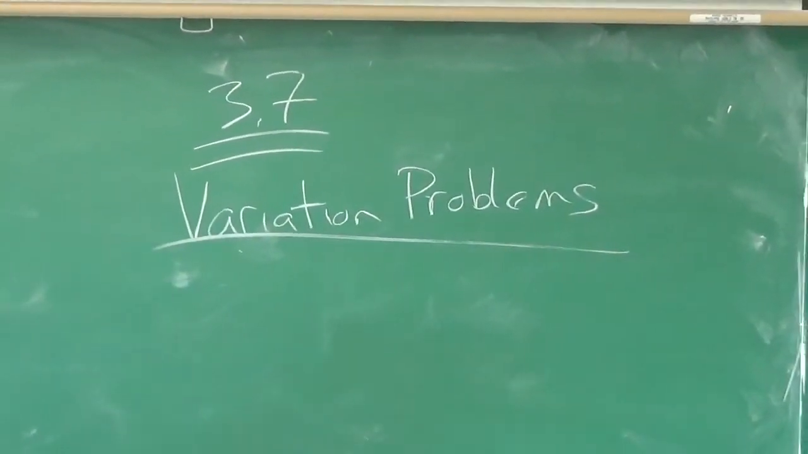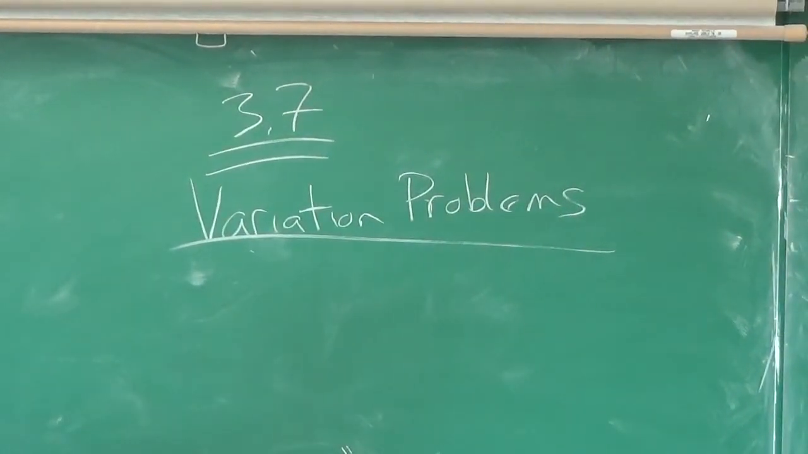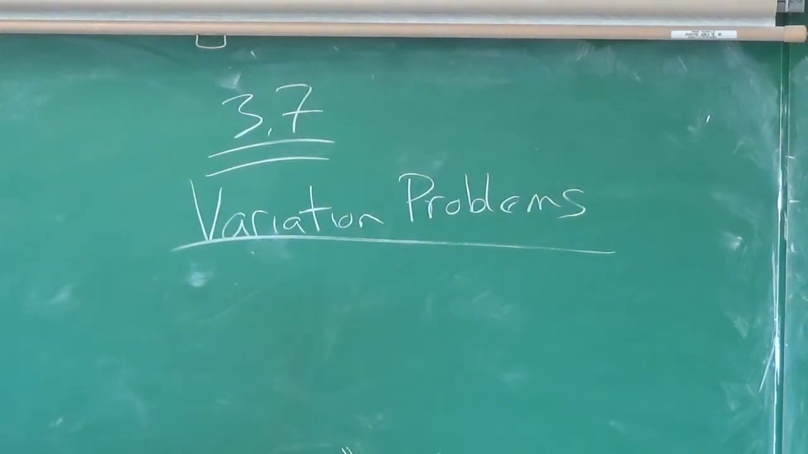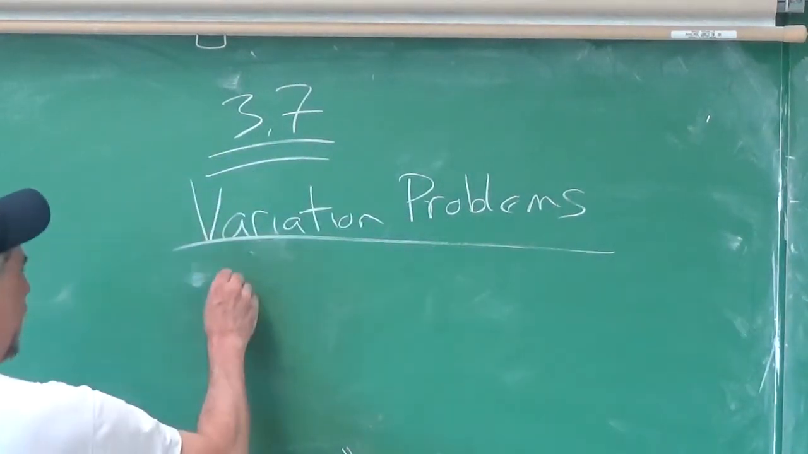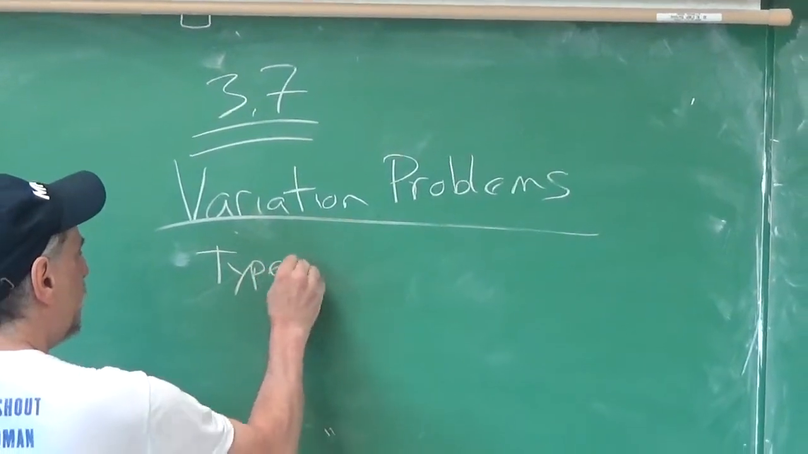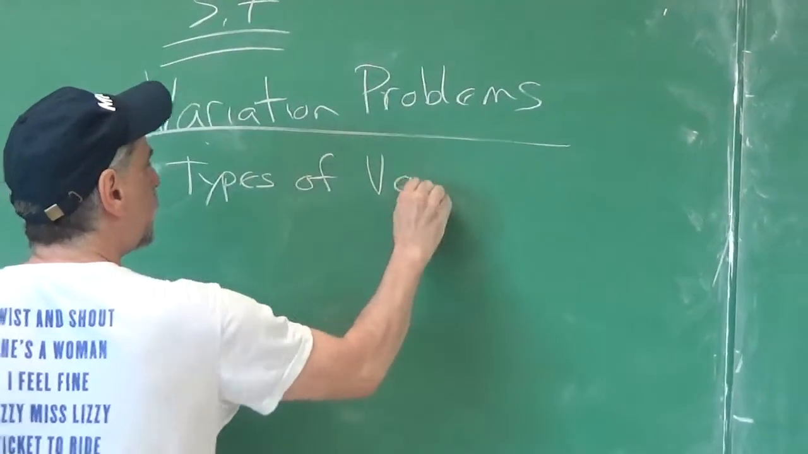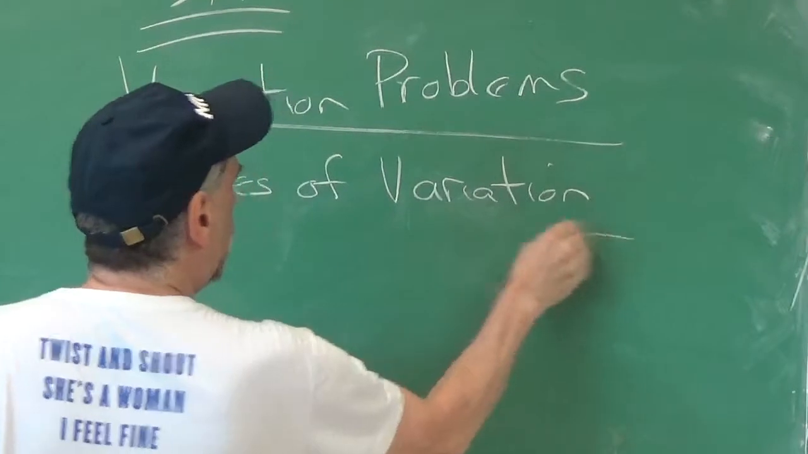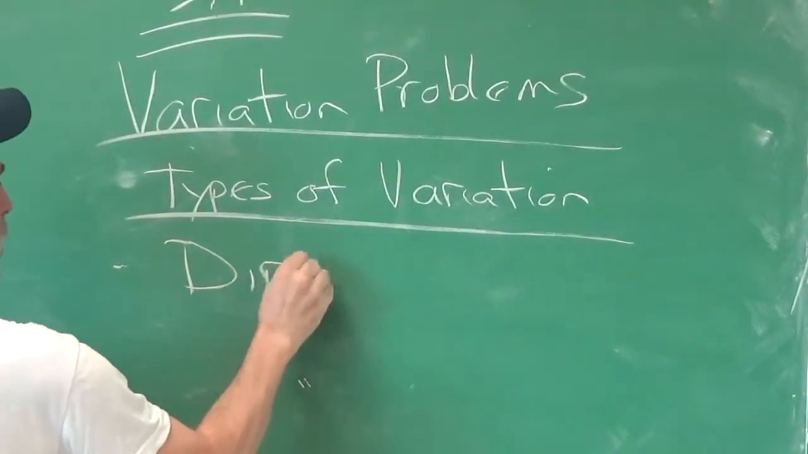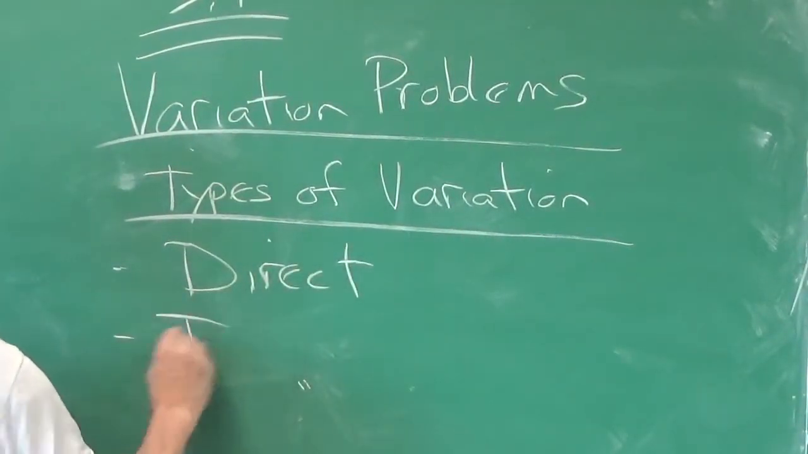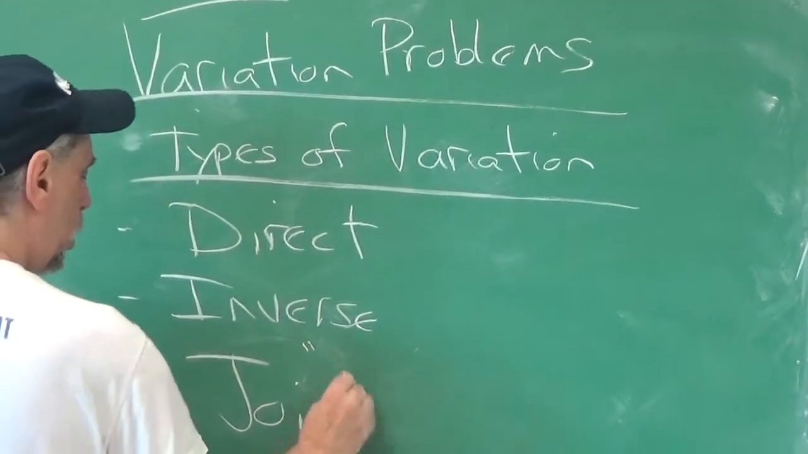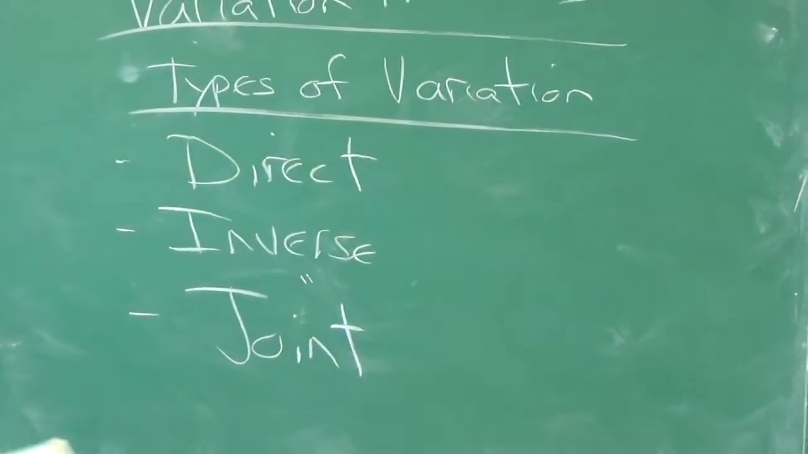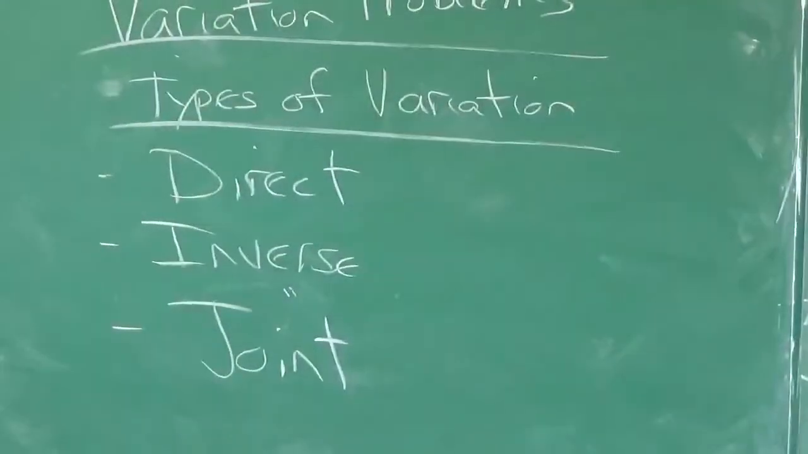We are analyzing problems where more than one thing is varying together, right? Two things are varying at once. So we have different types of variation. The types are going to be direct variation, inverse variation, and some combination of those, which we call joint variation.